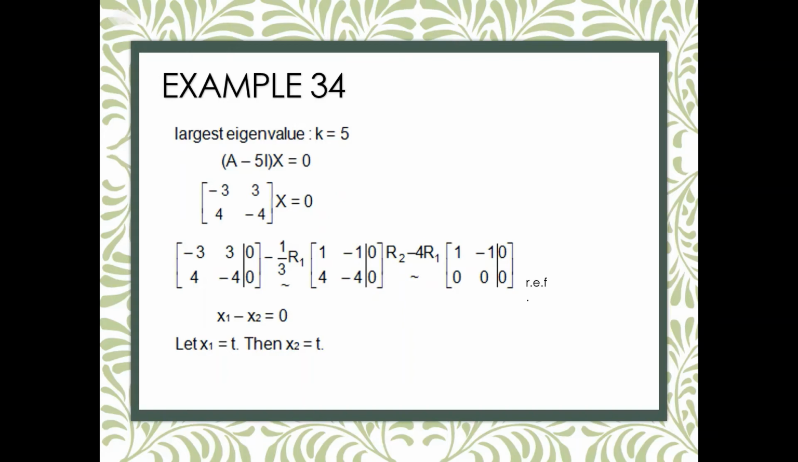As the matrix is now in row echelon form, proceed with the second stage of back substitution. Based on the augmented matrix in row echelon form, there is only one equation that you can obtain, which is x1 minus x2 equal to 0. As the number of equations is 1 and the number of unknowns is 2, you need to assume that there is another equation by letting x1 equal to t. Solving the equation, you will obtain x2 equal to t.